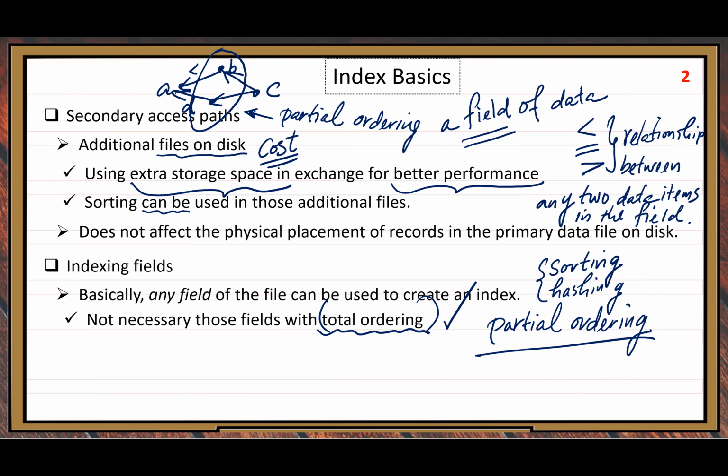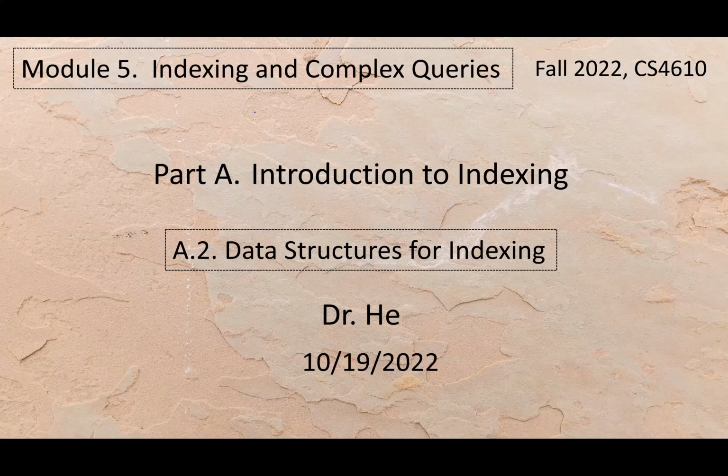With the mapping, we do not need to compare which value is larger and which is smaller. That kind of comparison is not needed when we create a hashing data structure. We will do more discussion on that. Some indices do not use sorting; that's hashing. So that's 8.1. Next, 8.2, data structures for indexing.